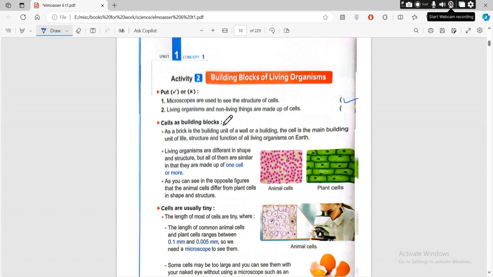Now, living organisms and non-living things are made up of cells. Is that true or false? That's false, of course. Why? Because non-living things do not have cells. Good.